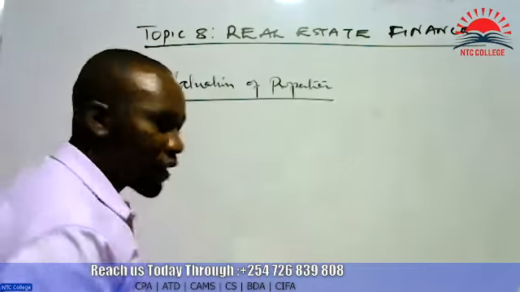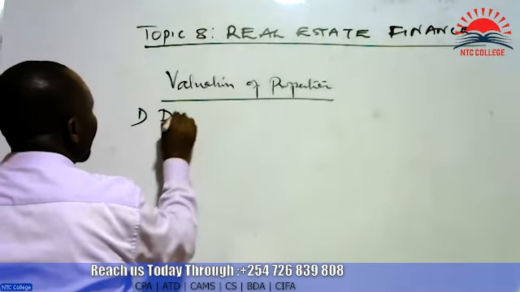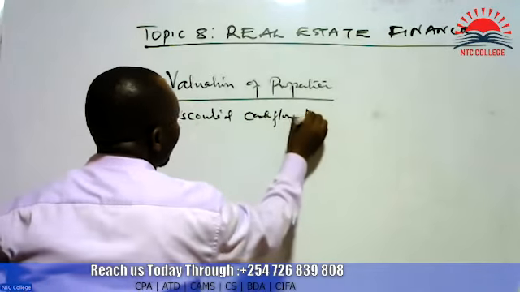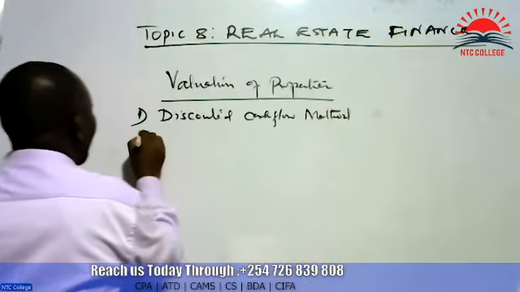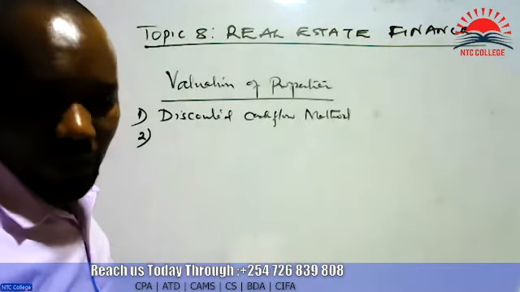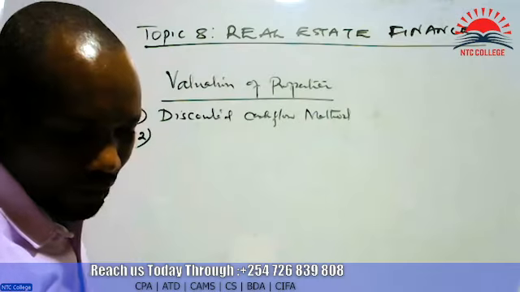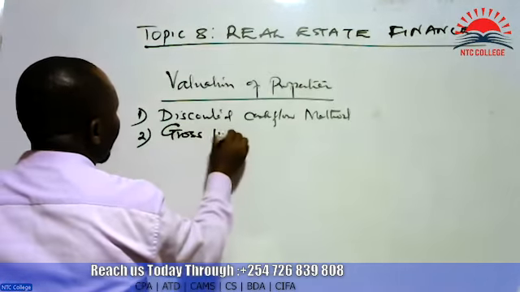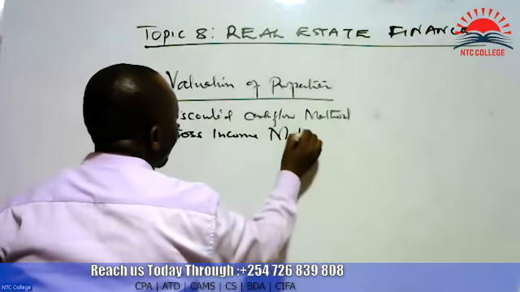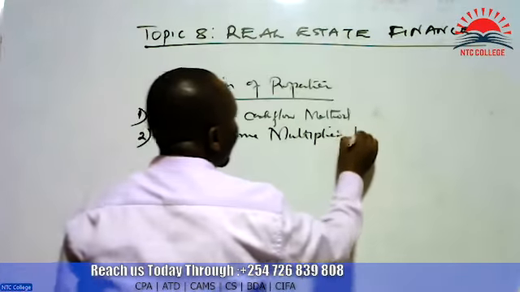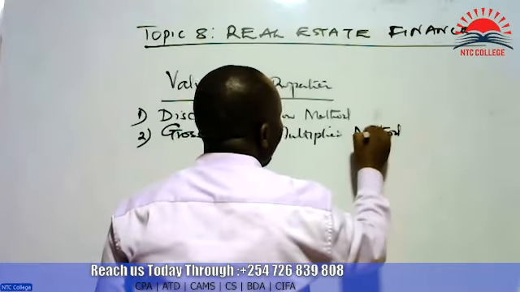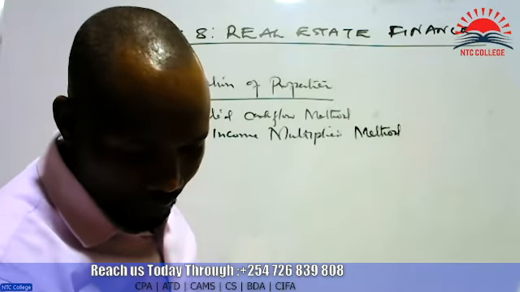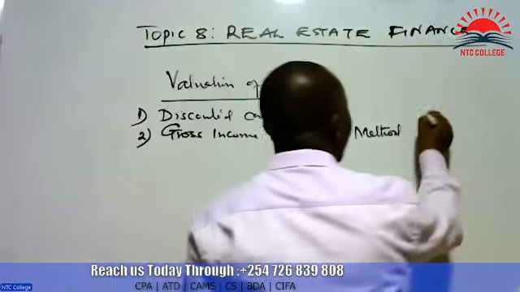The first one is called discounted cash flow method. The second one is gross income multiplier method, which is also called GIM.